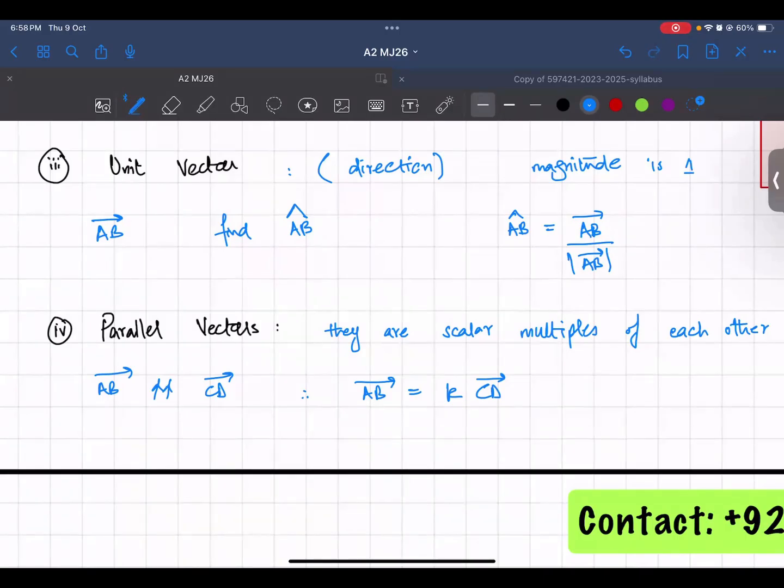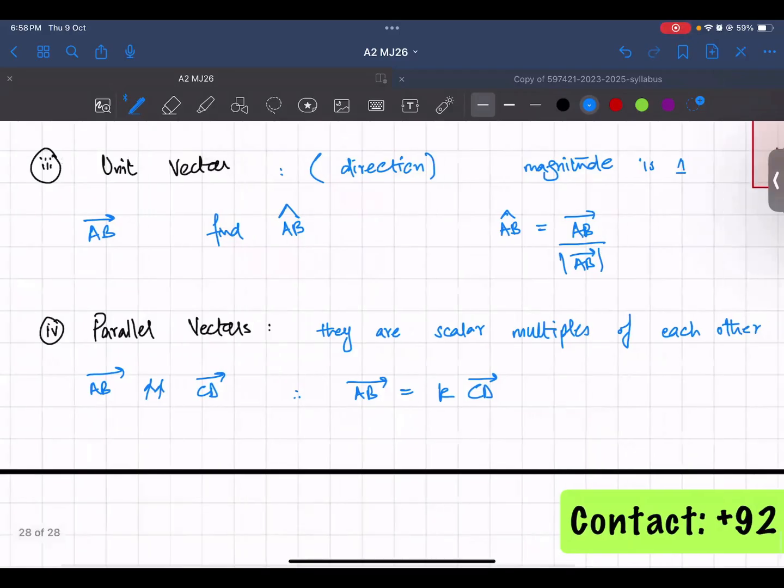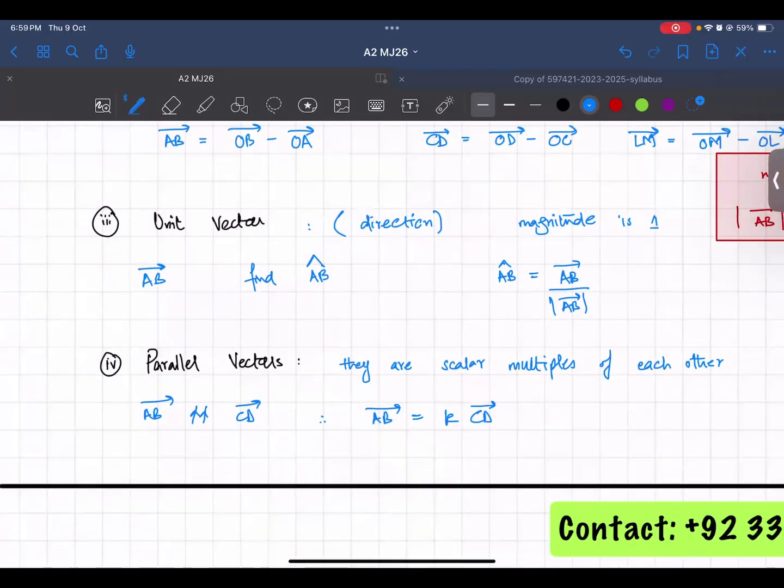You can also say that for parallel vectors, the unit vector will be the same, because the unit vector is the direction. So if the two vectors are parallel, then the direction is the same, so the unit vector would be the same. And the other thing is that they would be scalar multiples of each other. Either one would be double the other, or half, or one third, or two thirds, or anything. Direction would be the same, just the size would be different. These are parallel vectors.